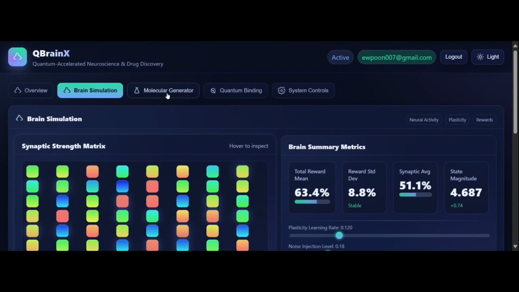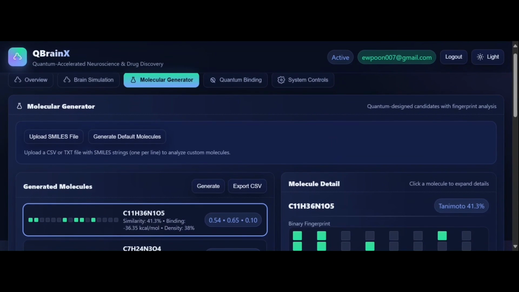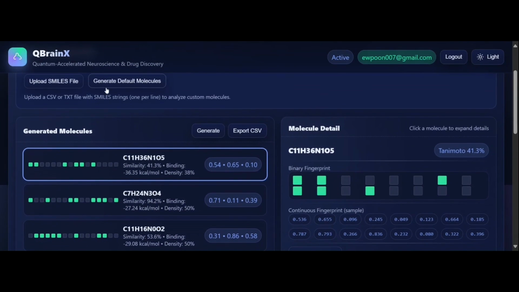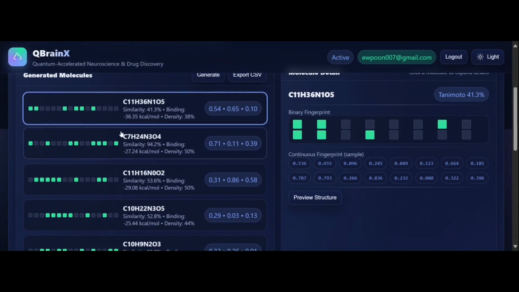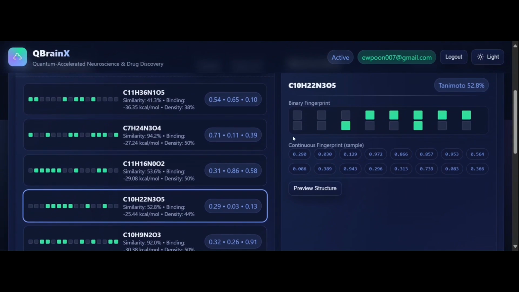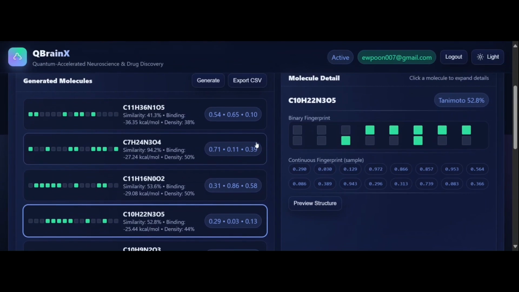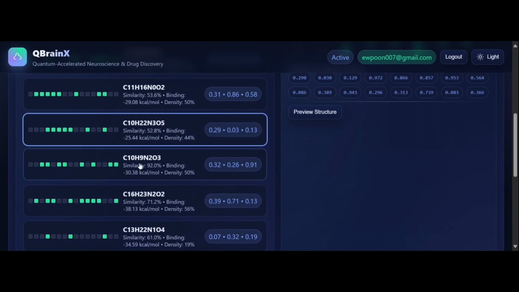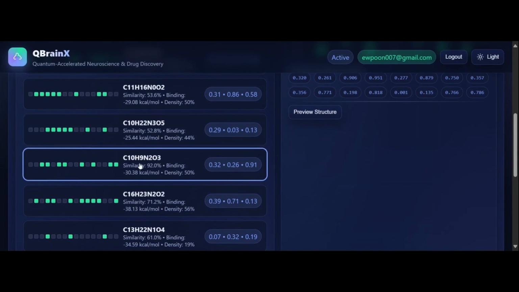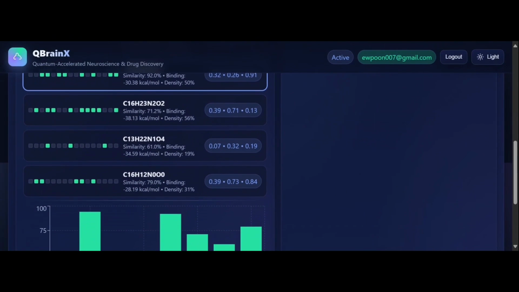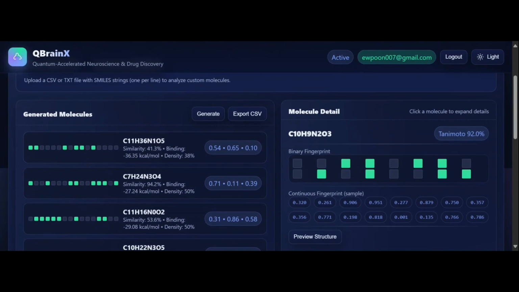So now let's go to the more important parts, the molecular generation. Once again, you can upload your own specific files, but the bulk of it are these different molecules that are being generated, their corresponding binary fingerprints, as well as their continuous fingerprints. And each of these generated molecules have statistics that one can analyze and choose the best option given the certain constraints or goals of the project or the clinical testing.